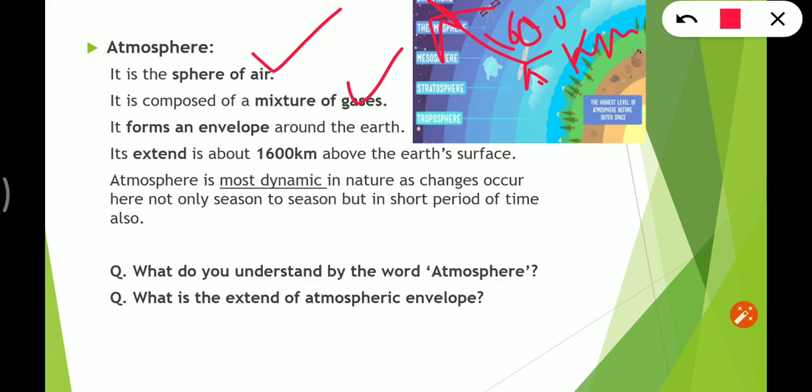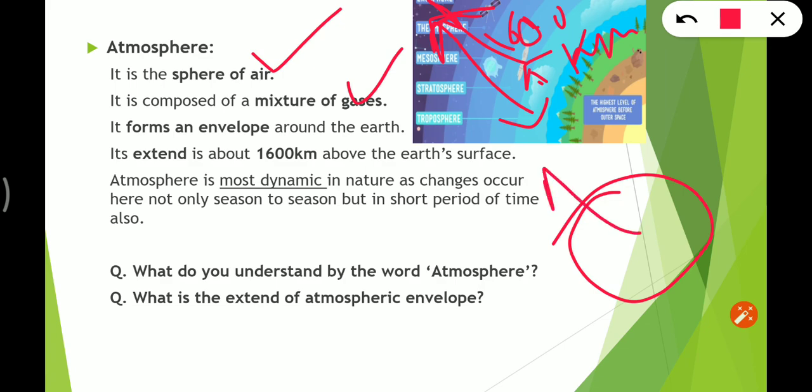It forms an envelope. This is just like an envelope around the earth. And its extent, as I told you, is from here to here, from earth to its last point, 1600 kilometers, right? And atmosphere is most dynamic in nature, as changes occur here not only season to season but in short period of time also. I hope it is clear to you, and you will be able to solve this easily.